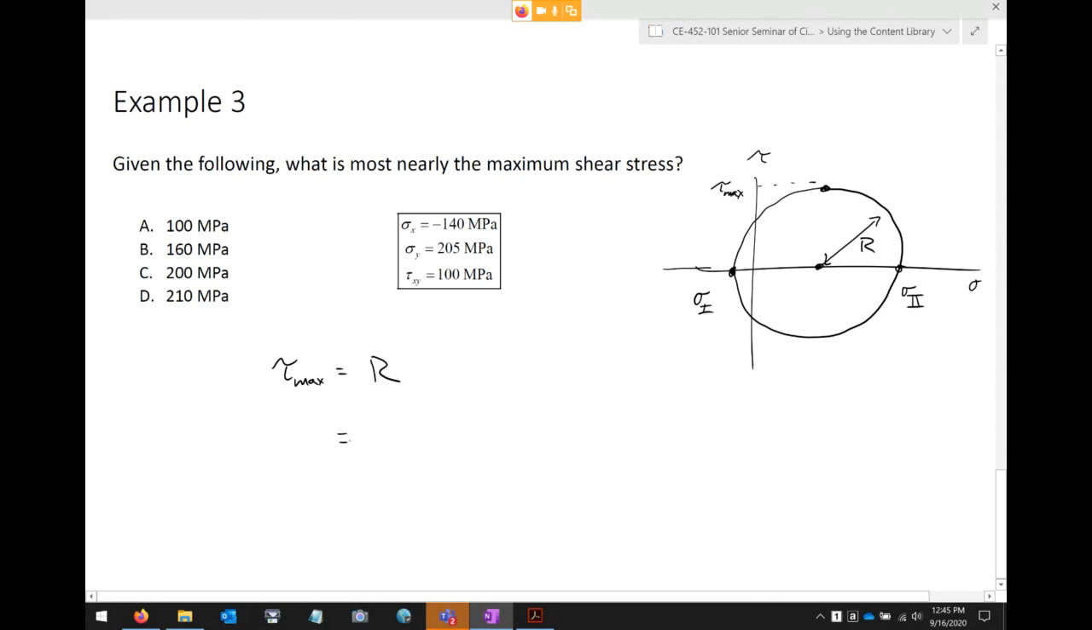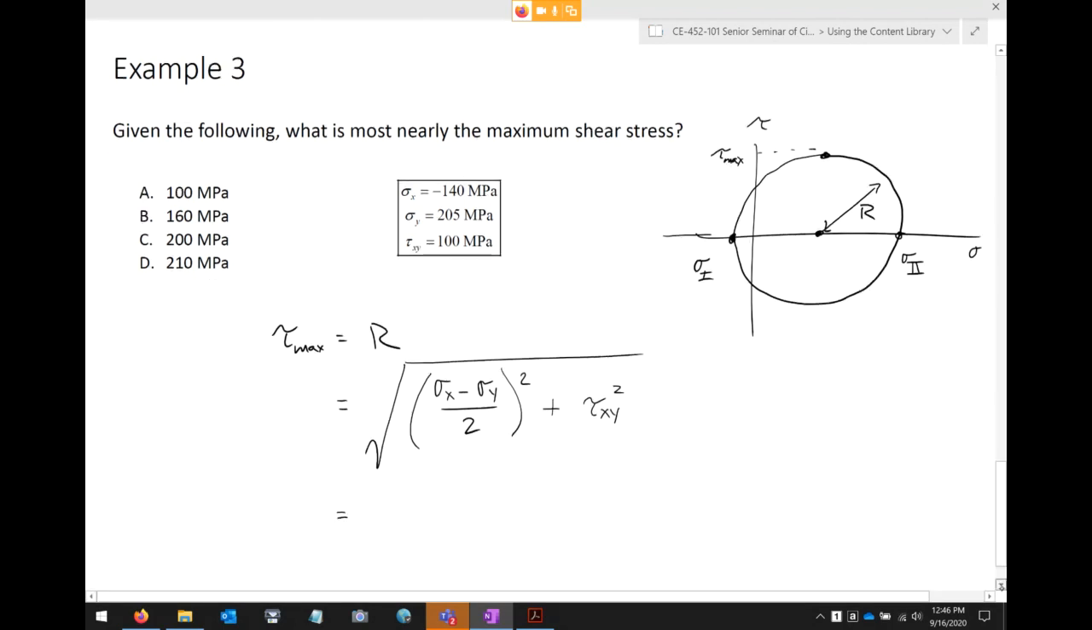So if you know the radius, you know your maximum shear stress. And so how do you compute the radius of Mohr Circle? Well, for any given stress state, you take sigma x minus sigma y over 2 and you square it. And you add that to your tau xy squared, and you take the square root. Kind of like a Pythagorean theorem, huh? Again, not all that complicated.